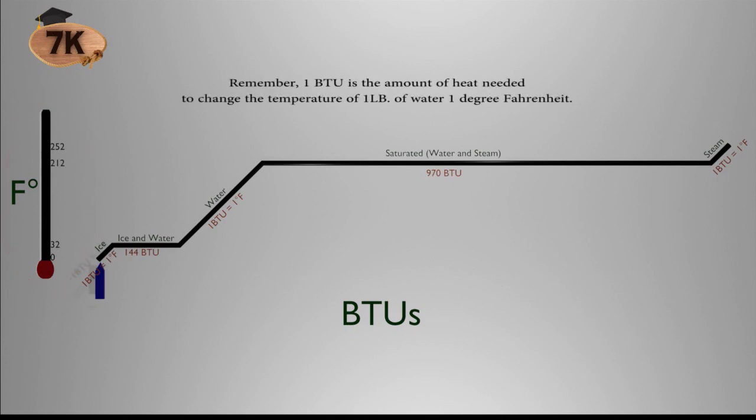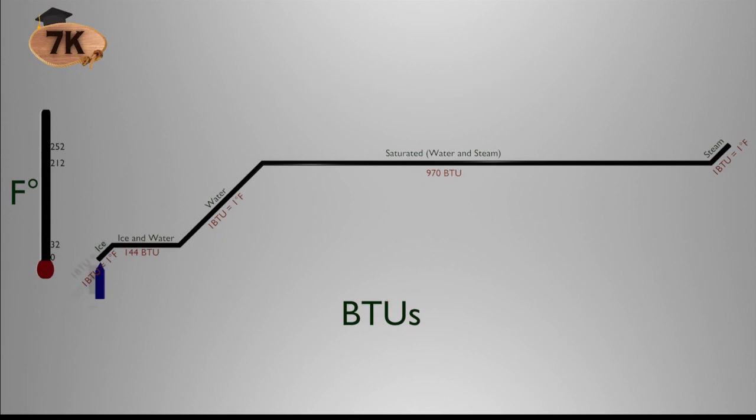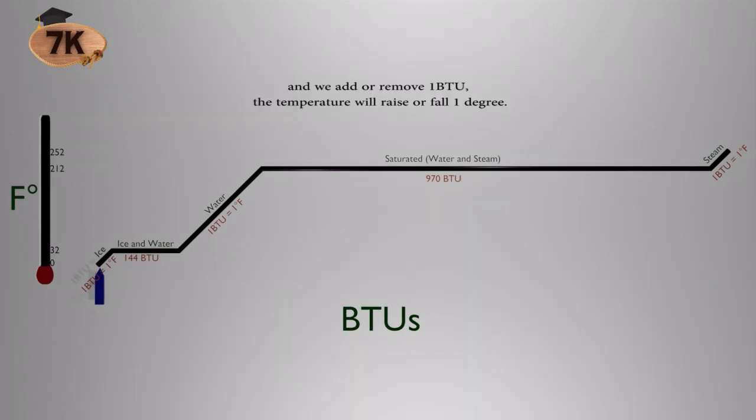Remember, 1 BTU is the amount of heat needed to change the temperature of 1 pound of water, 1 degree Fahrenheit. If we start with ice at 0 degrees, and we add or remove 1 BTU, the temperature will raise or fall 1 degree.